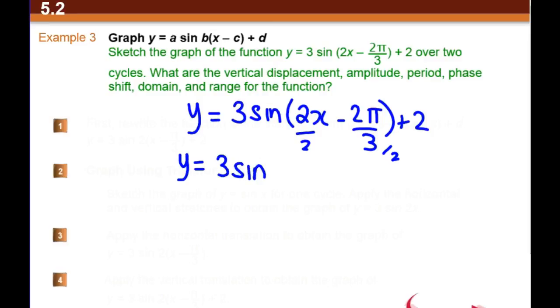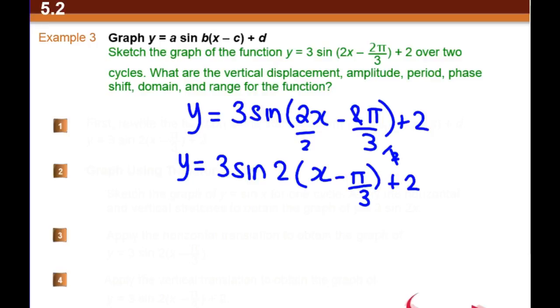Okay, so the 2 is going to come out to the outside, and 2 divided by 2 just leaves us with x. And we had a 2 here, and we divided by 2. So we're just going to be left with a pi over 3 in the bracket, because these two will cancel. And then we still have the plus 2 afterwards. Okay, so now he's in his proper spot because he's the B of this question.